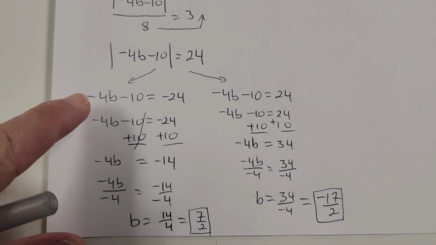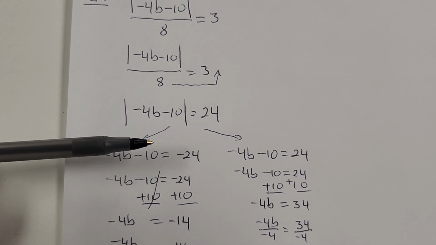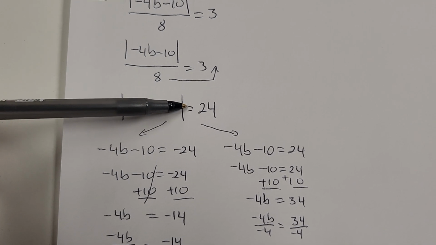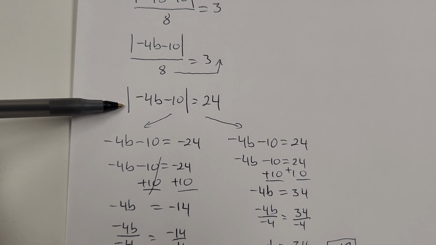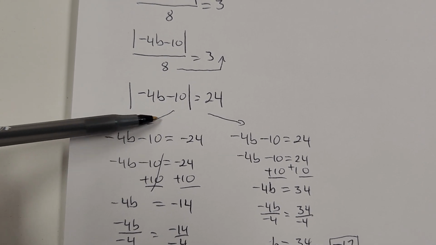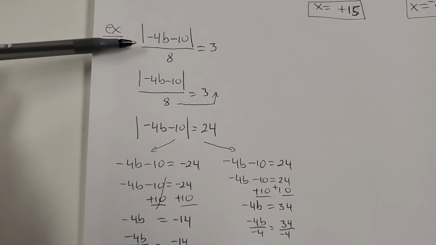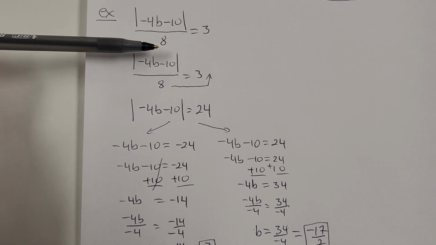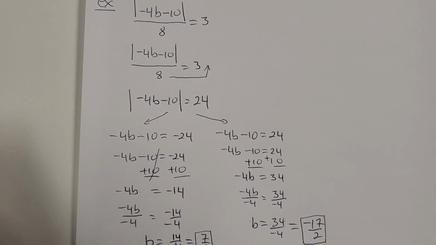Okay, so again, be very careful before you split up left and right, that there's nothing in the back of this absolute value and there's nothing in front of this absolute value. Also, nothing should be in the bottom of the absolute value as well. Just like this example, there's something in the bottom of this absolute value, so I have to bring it over and multiply it, which gives me 24.